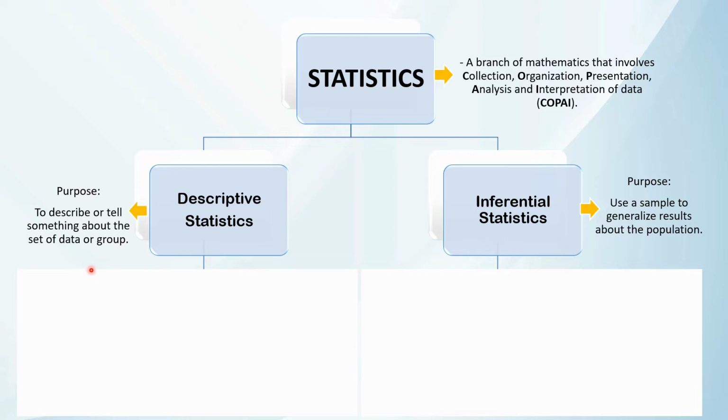group of data. While in inferential statistics, your purpose as a researcher or as a statistician is to use a sample to generalize results about the population. So, in simple words, descriptive statistics means describing the set of data, while inferential statistics means generalizing, predicting, or concluding about the population based on the used sample.